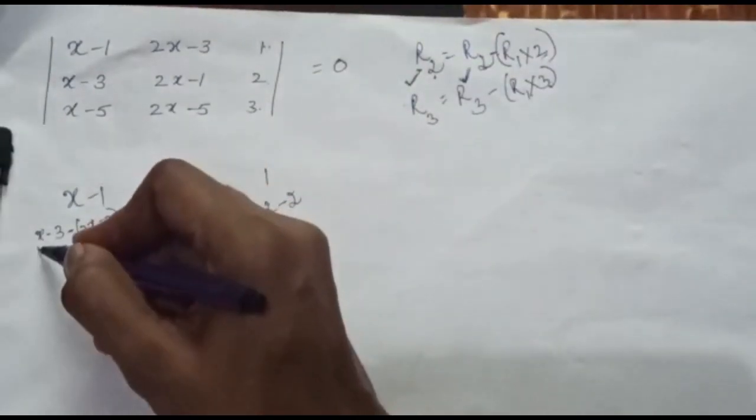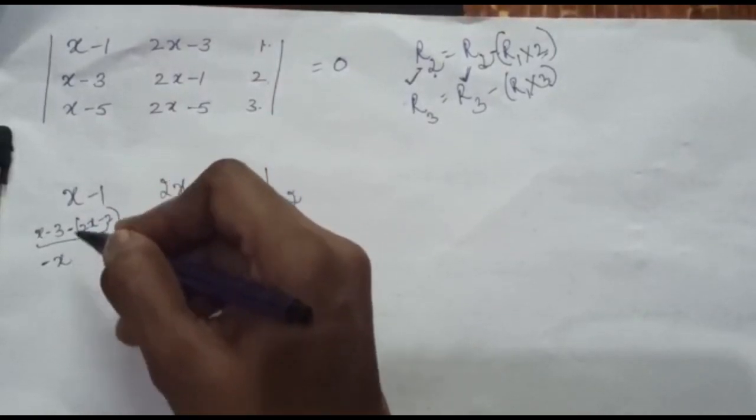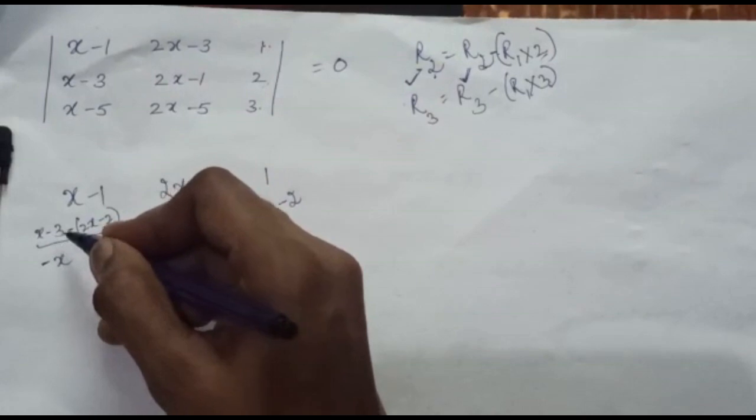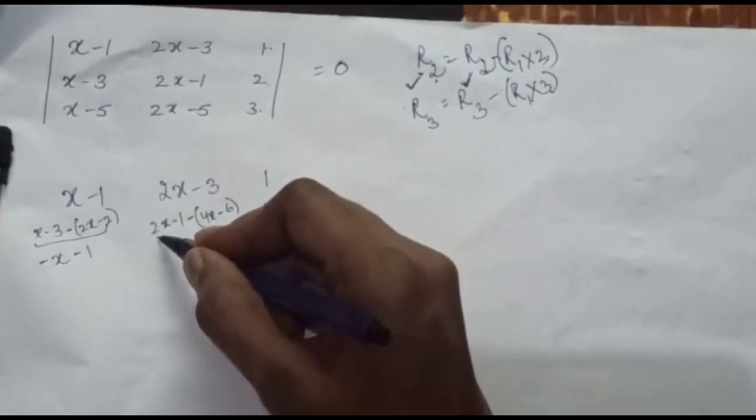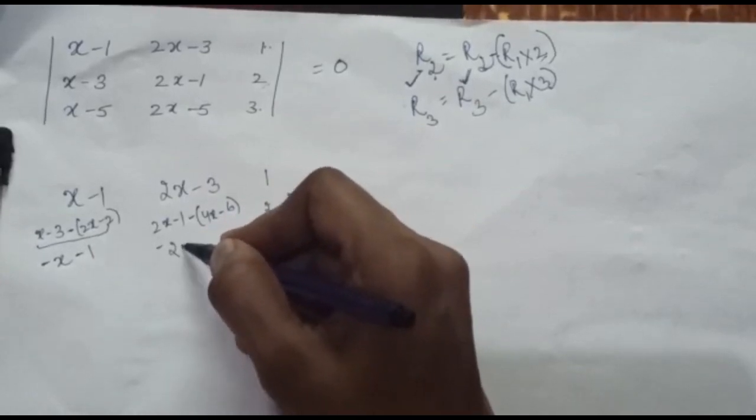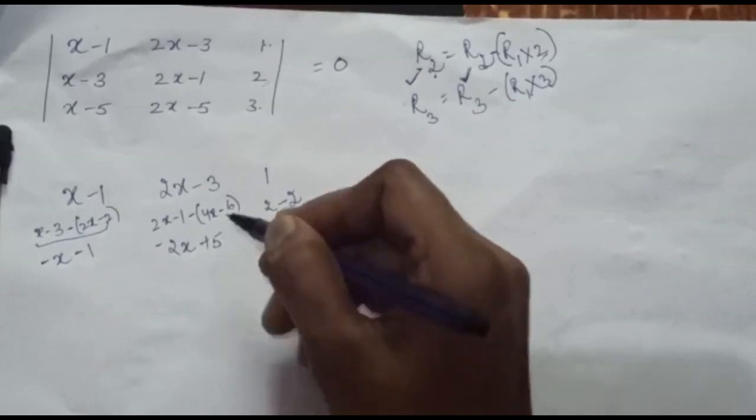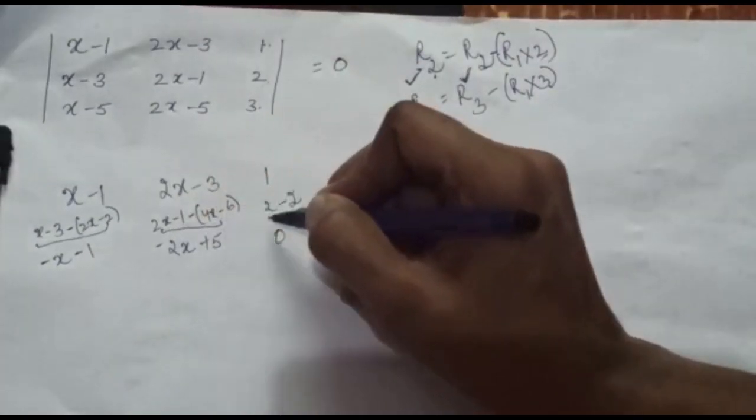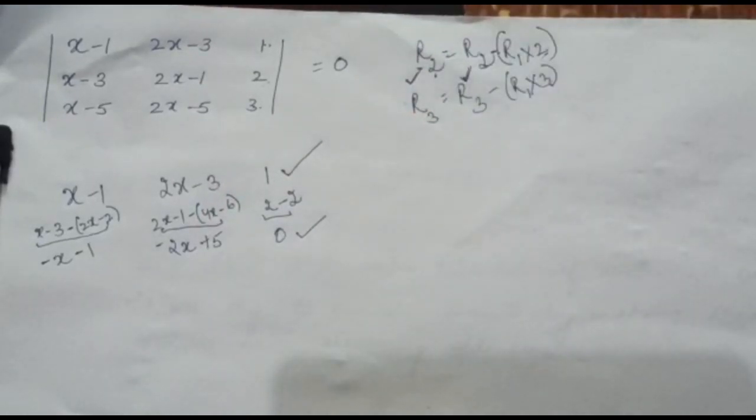So if I solve it, what will I get? x minus 2x will be minus x, minus 3 plus 2 we will be getting minus 1, 2x minus 4x will be minus 2x, minus 1 plus 6 it will be plus 5, 2 plus 2 is equal to 0. So this calculation we have done. This was our first row, and this has become our second row.